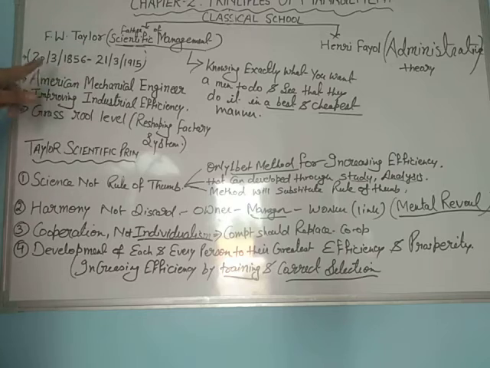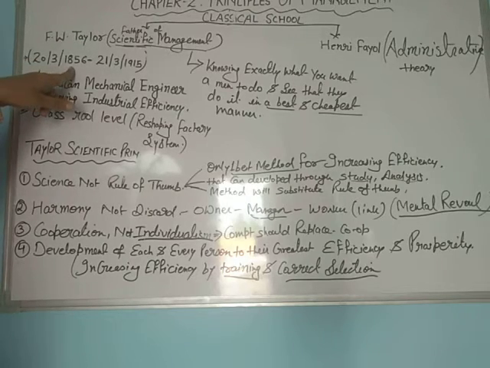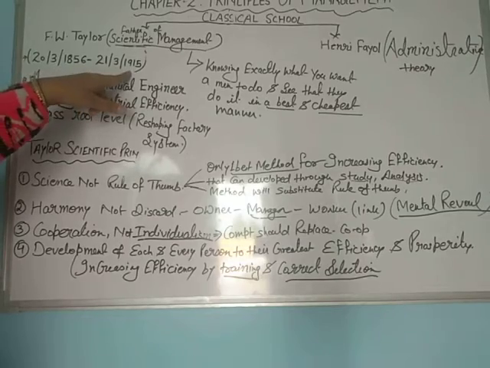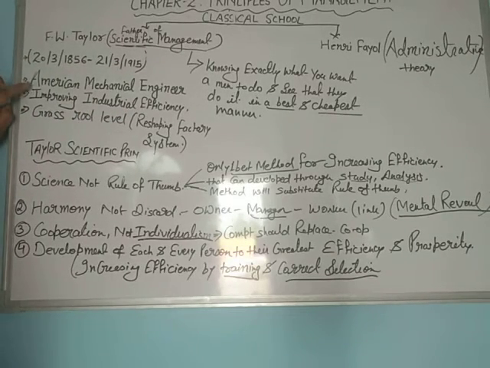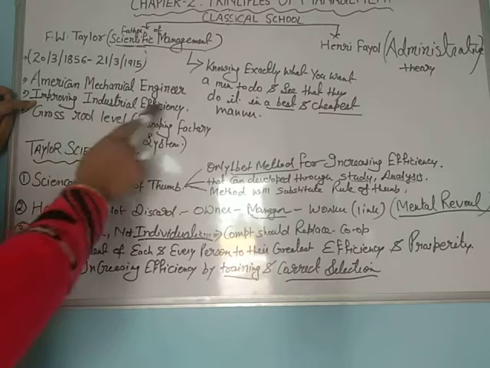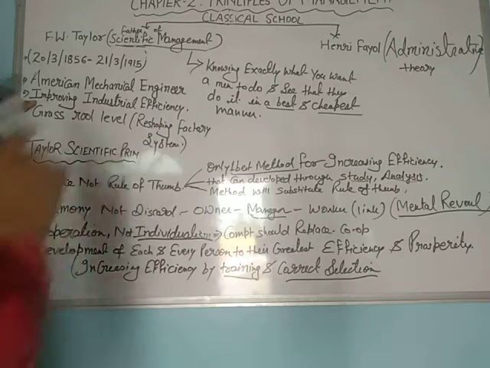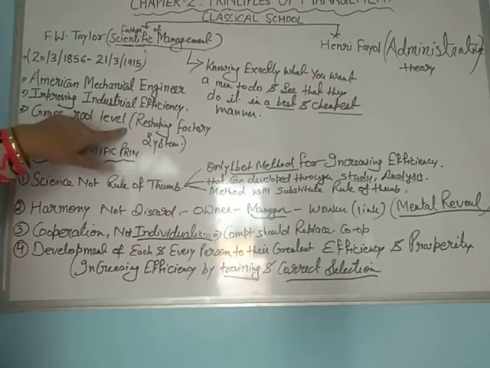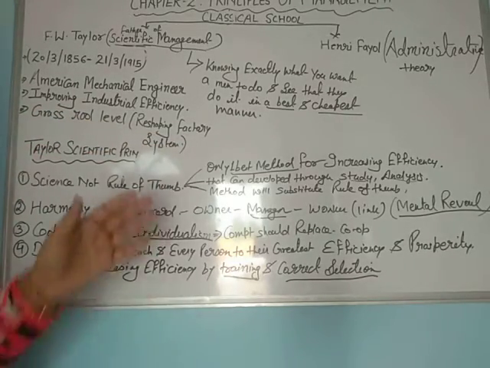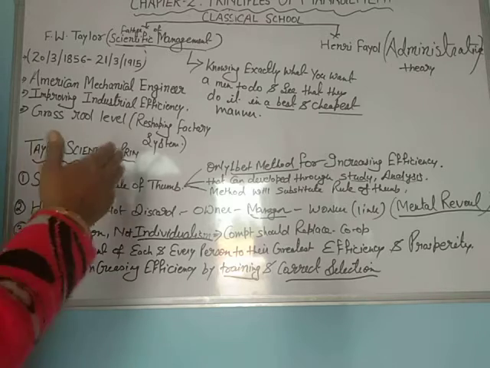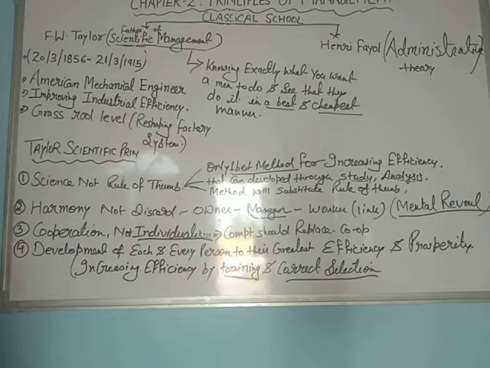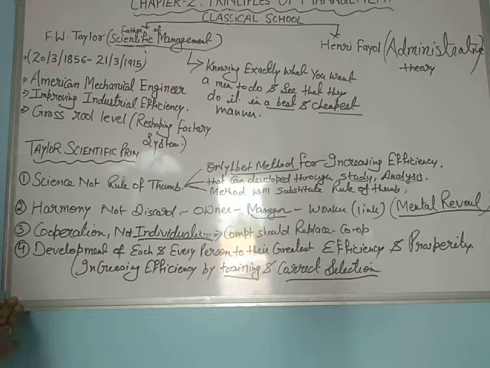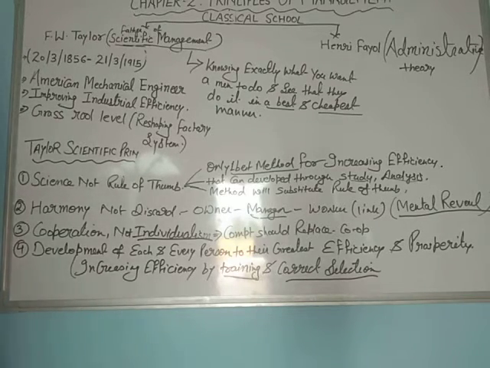Now, F.W. Taylor, birth 20th March 1856, death 21 March 1915. Who was he? He was an American mechanical engineer, and his main objective was to improve industrial efficiency. How can industrial efficiency be increased? By reshaping the grass root level. Grass root level reshaping means reshaping the factory system where the production work actually occurred, right? F.W. Taylor, called the father of scientific management, has given 4 principles also. These are called scientific management principles, which are a very important topic in your class 12 business studies, right?